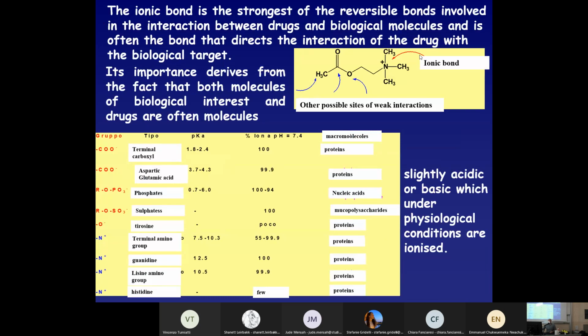The chemical formula of acetylcholine: positive head, quaternary nitrogen atom, permanent positive charge, ionic bond, but also with the tail, you see with the ester group, it's possible to have other weak interactions, London, van der Waals, and so on.